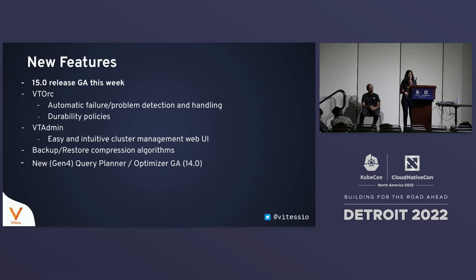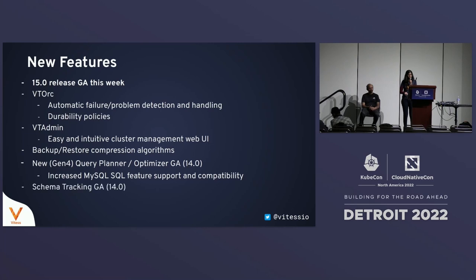There are a couple of features that went GA in 14, which happened in June, but since that happened after our previous update, I just wanted to include that. So there is a new query planner and optimizer, which we are calling Gen4. The previous one was called V3. This query planner is able to support more MySQL features and is able to plan more complex queries.